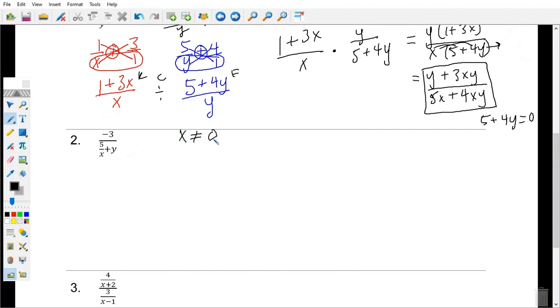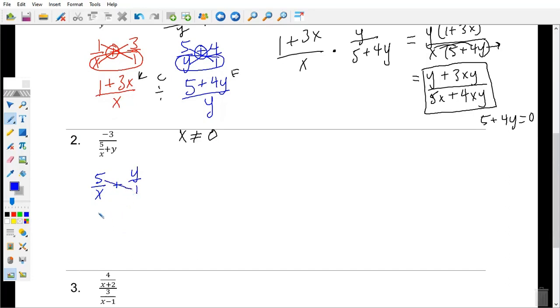X cannot equal 0. We have to do rice in the bowl. Yes, there's also rice in the bowl. Or bats in a bag, however you want to do it. Chopsticks in a bowl sounds great to me.